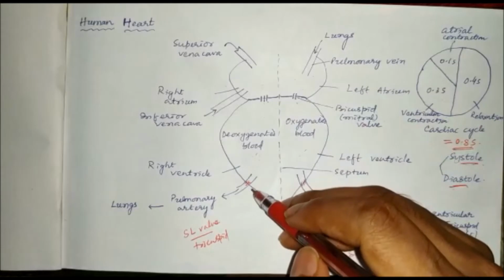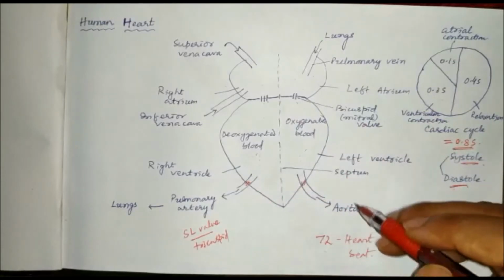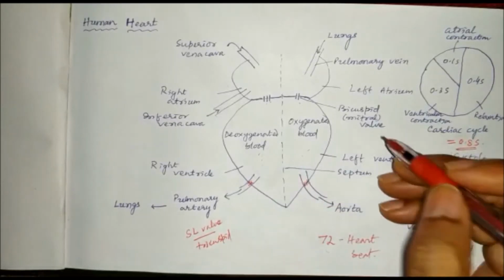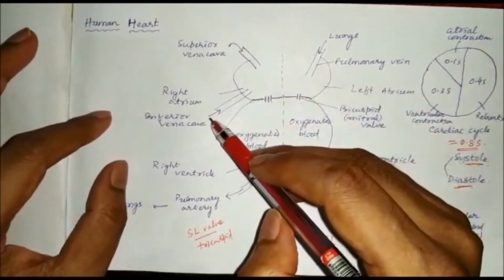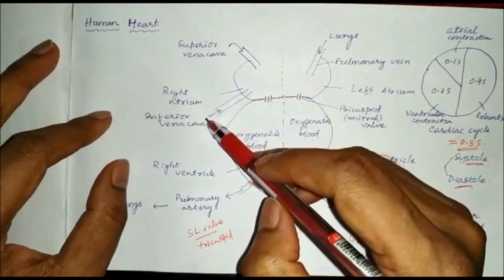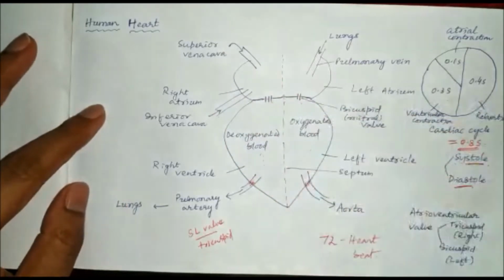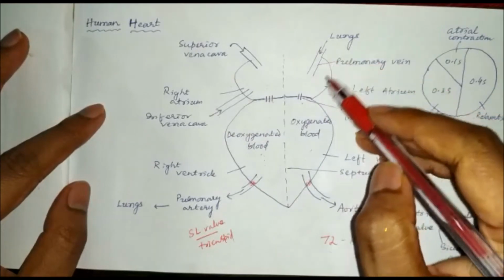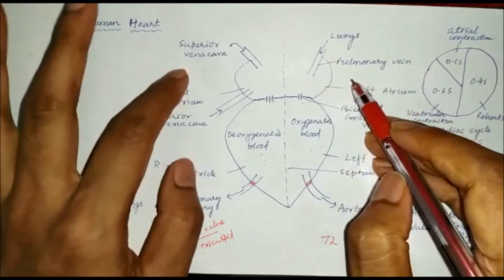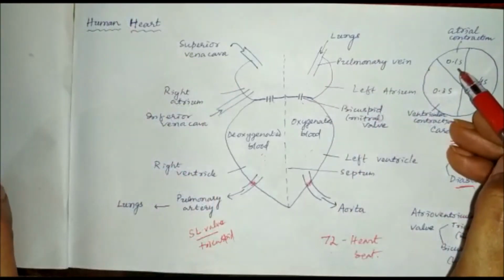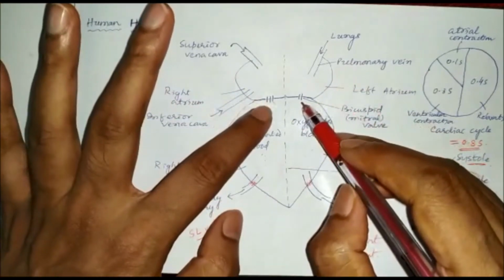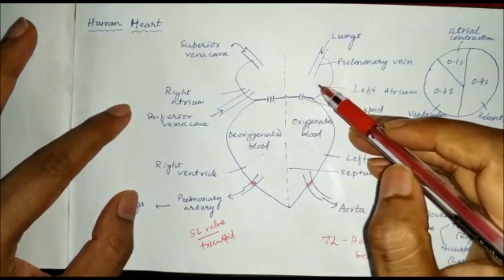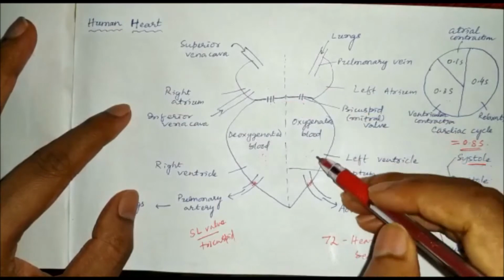And the semilunar valve in the pulmonary artery as well as the semilunar valve in the aorta, that is the aortic valve, both are tricuspid valves. Now the deoxygenated blood through the superior vena cava and inferior vena cava reaches the right atrium, and the pure or oxygenated blood through the pulmonary vein from the lungs reaches the left atrium. When the atrium contracts, it contracts for 0.1 second. The atrioventricular valves open and the deoxygenated blood from the right atrium reaches the right ventricle. The oxygenated blood from the left atrium reaches the left ventricle.